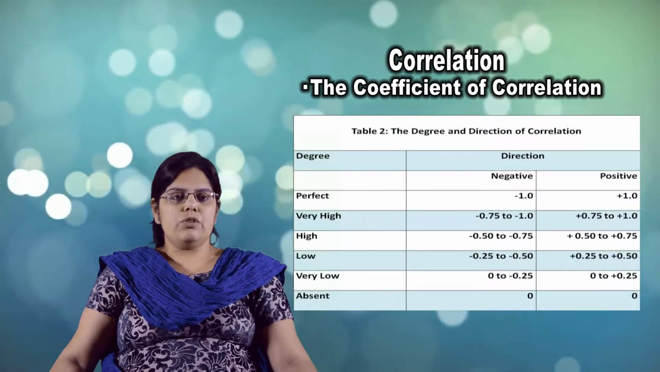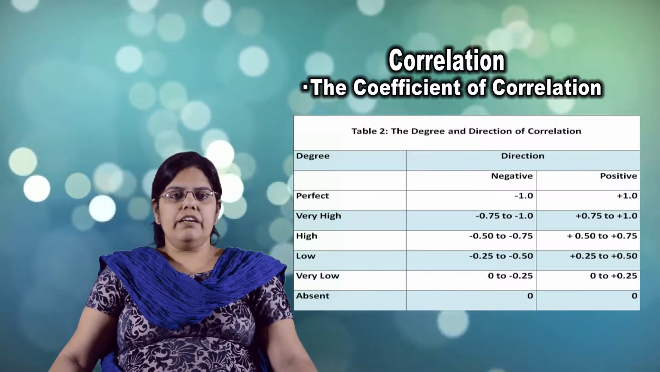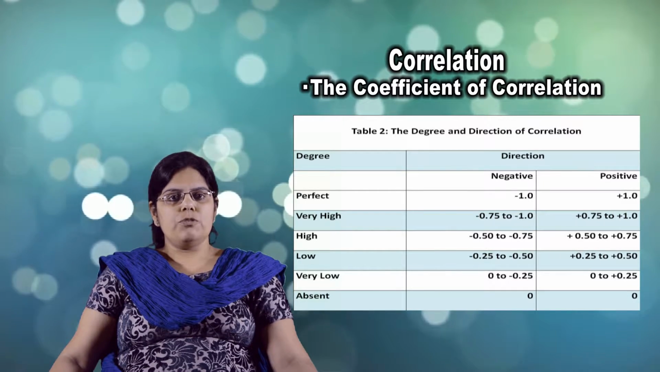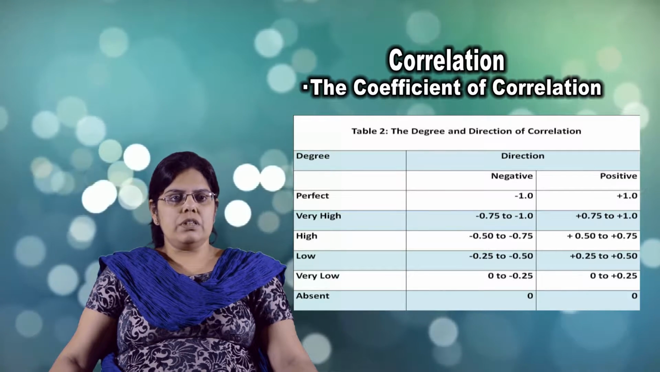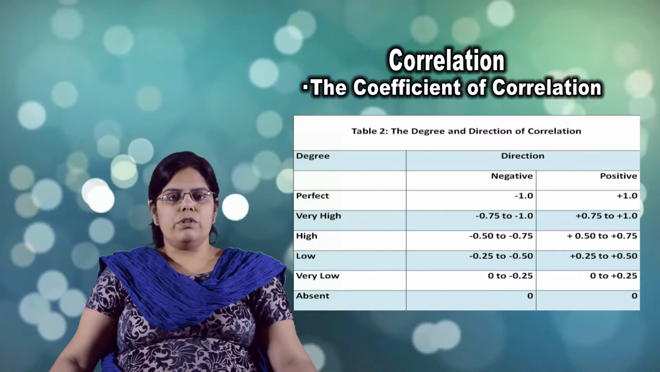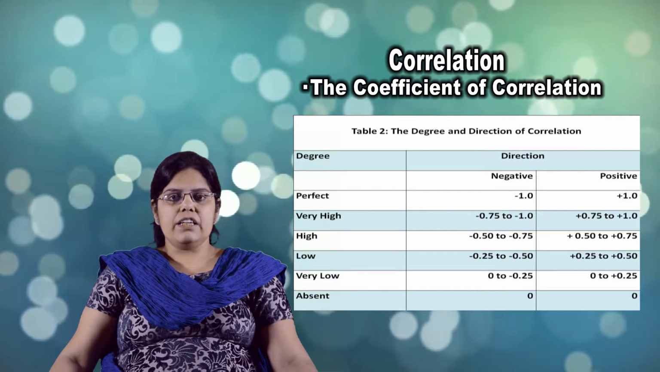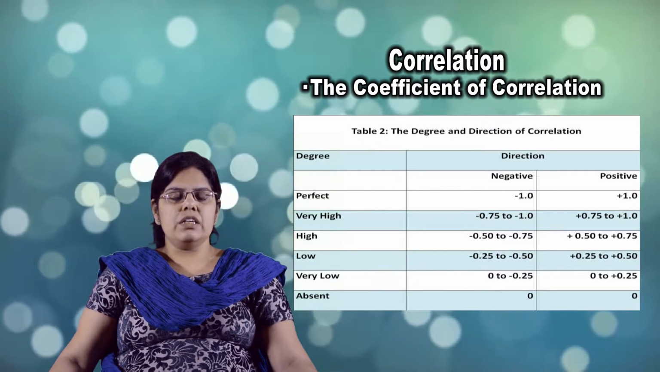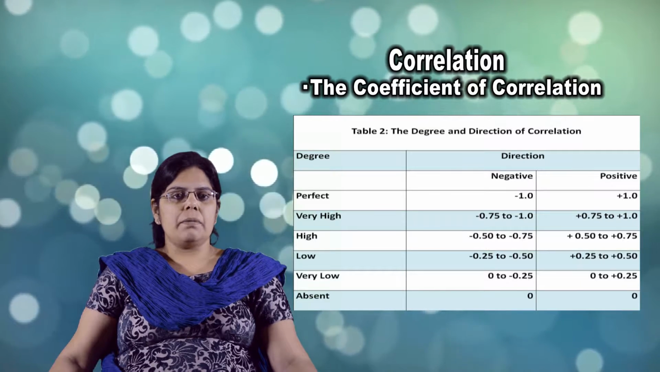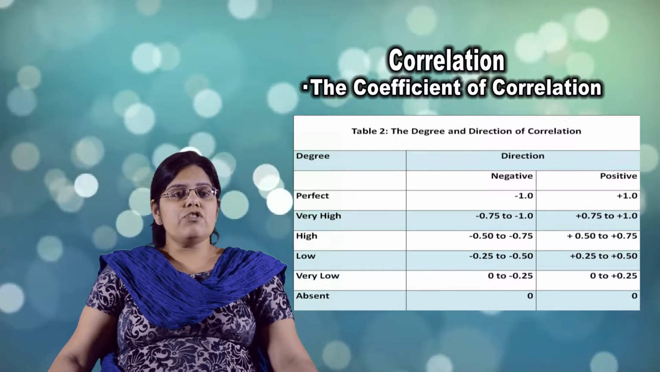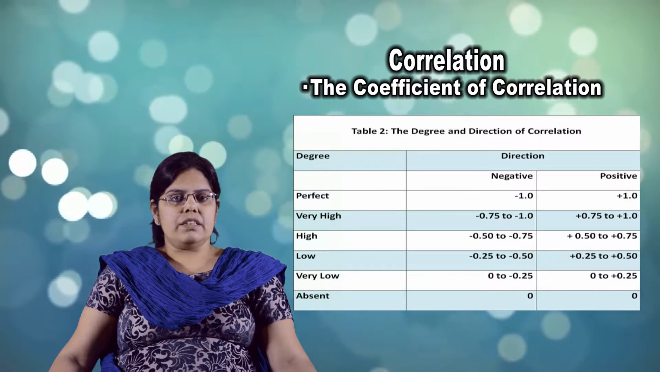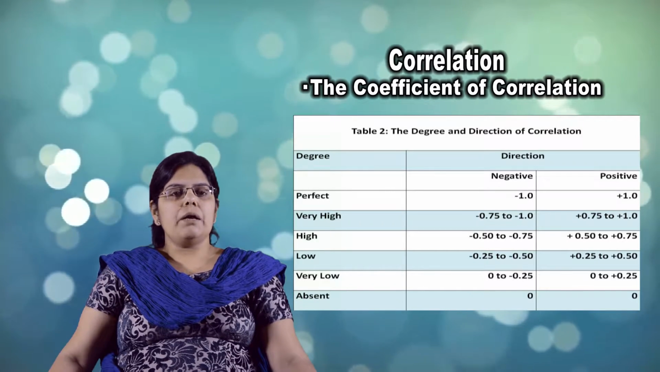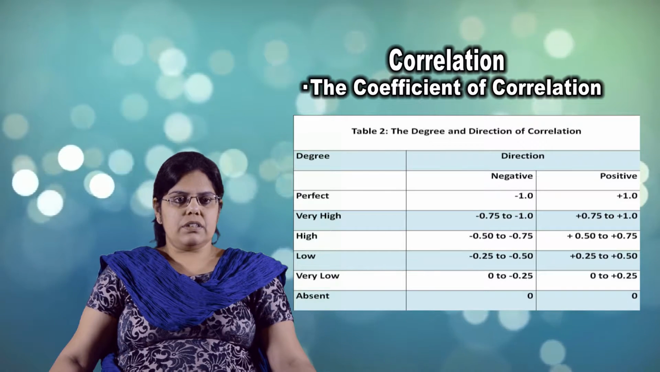A correlation coefficient can range in values from -1 to +1. When there is a perfect positive relation, the value of r is equal to +1. In case of perfect negative correlation, the value of r is -1. These two values are the extreme limit of r representing perfect positive and perfect negative correlations.